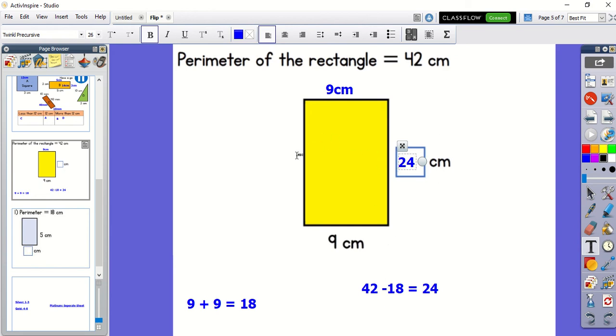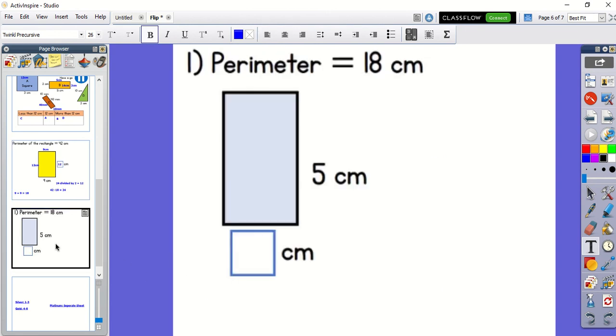So now, because these two should be the same, I need to do 24 divided by 2, because that's the same length. I've got 2 sides left to find, and they're equal length, so I can do 24 divided by 2, which gives me the answer 12. So this side here would be 12 centimeters, and this one here would be 12 centimeters. I can check that by doing 12 add 12 is 24, add 9 is 33, add another 9 is 42. So just to finish off with, see if you can solve this question.